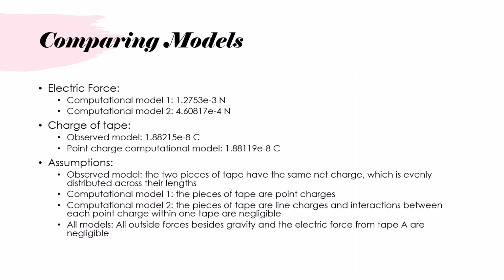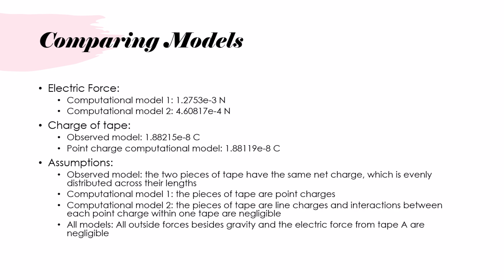When comparing the models, you can see that the electric force is very different between the two computational models, and this is due to the fact that one is modeling the tapes as a point charge and one is modeling them as a line charge, or a series of point charges. And in computational model 2, where they're modeled as line charges, the distances between the point charges along tape B and the point charges along tape A that they interact with differ as you move from left to right, and this causes the net electric force to change.